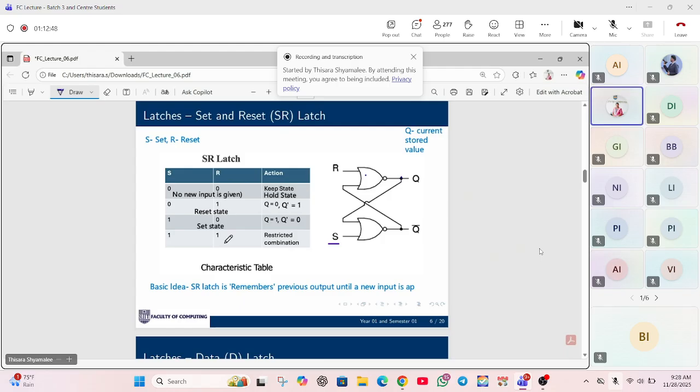Then another one is the last one, that is S equal 1, R equal 1. We call this state the invalid state. This is the invalid state. The action is a restricted combination. So there are four states: the keep state, the reset, the set, and the invalid state.